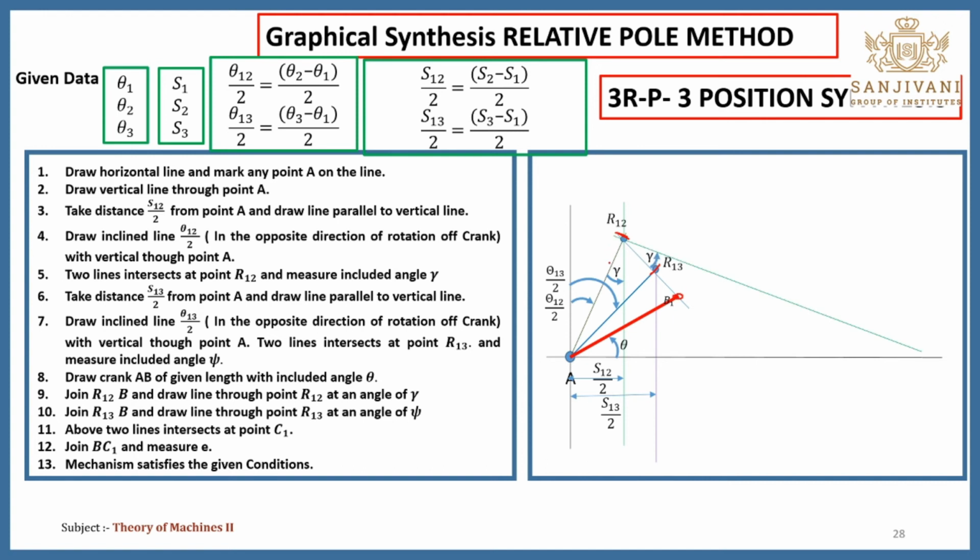With this you have to take that angle gamma with this new line, and you have to draw one line. Okay, next again you have to join, before that you have to measure this angle psi, the included angle at this R13. Again you have to join R1 to R13 to B, and you have to take that angle psi. These two lines intersect at a common point. That common point is this C1. Now you have to join B to C1. You will get this offset distance E1. That means this is the offset slider crank mechanism, and you will get this position.